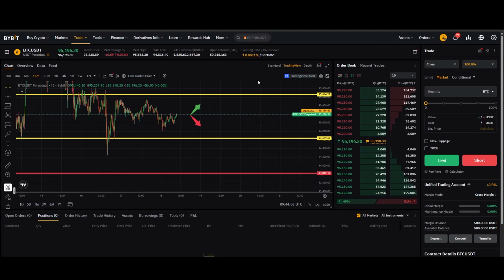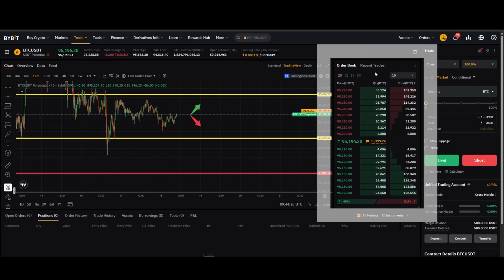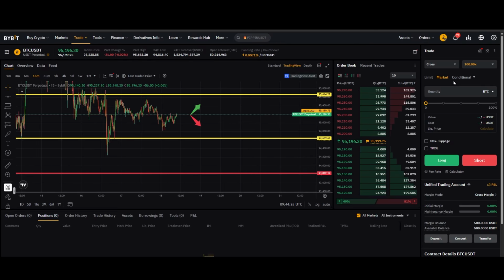Before we go further, take a breath. The screen looks complicated, but the structure is actually very clear. On the left, you have the price chart. In the center, the live order book. And on the right, the trading panel. This right panel is where everything happens. Leverage, position size, and actual entry. This is the control center.